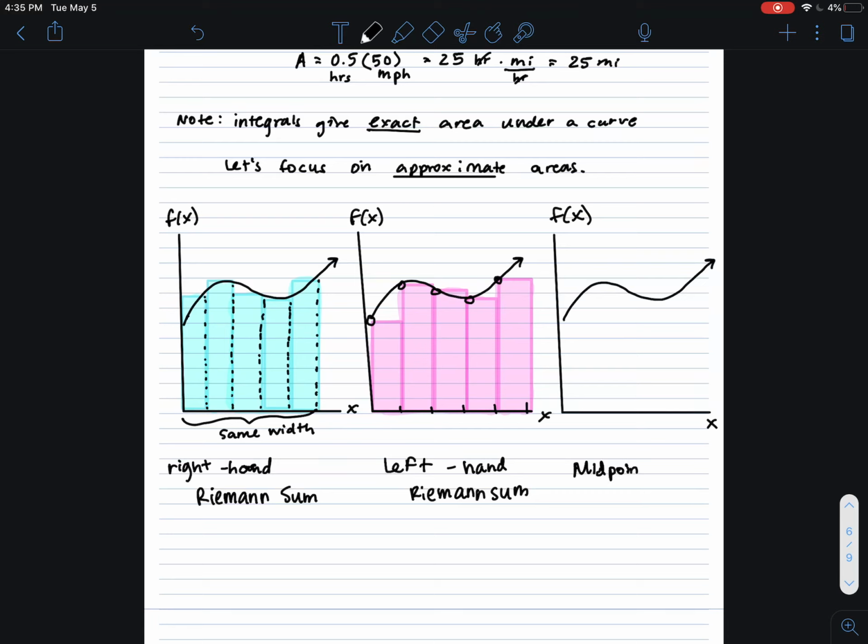And then because I have a third graph, there's obviously another one, and it's called the midpoint Riemann sum. And if we have these same divisions, it's actually where we take the midpoint of each of the divisions, so the middle part, and that's what we use to intersect our curve with, rather than the right hand or the left hand. So these graphs would look more like this.